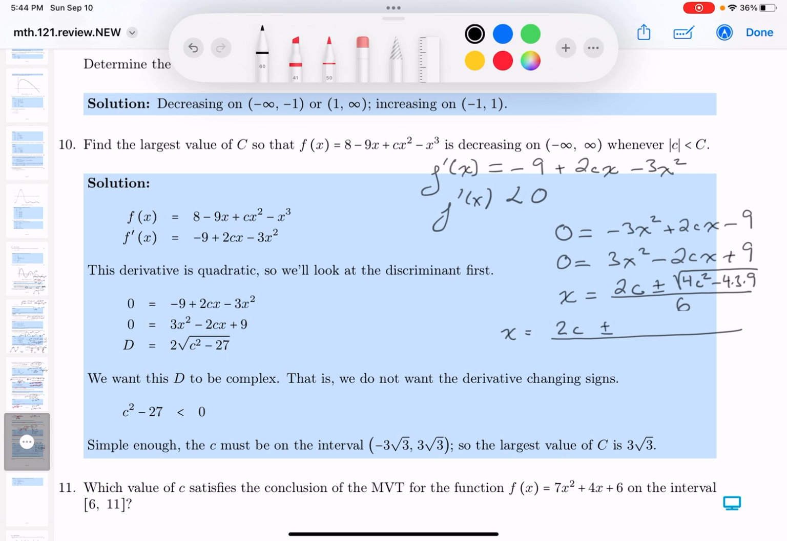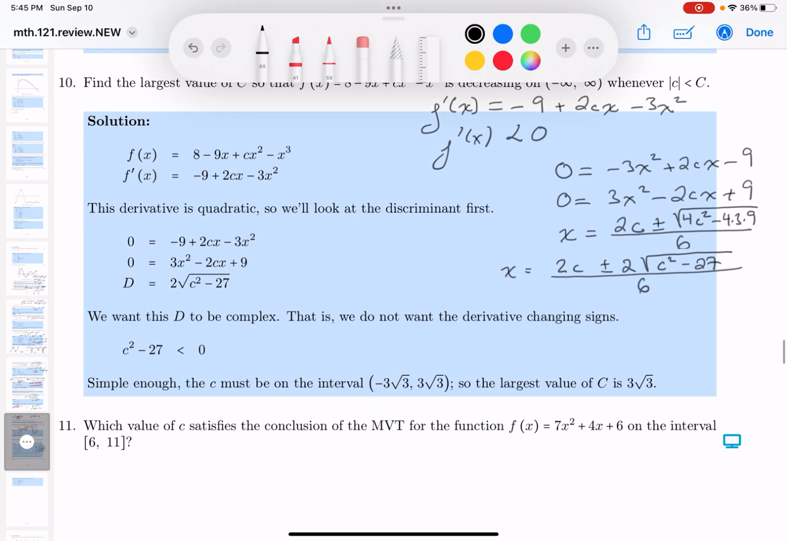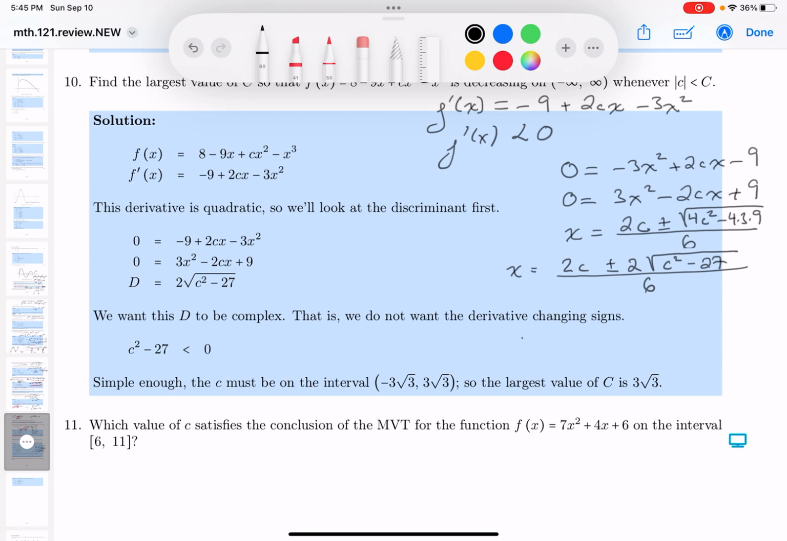If you factor a 4 out, what do you get? You get 2, because square root of 4 is 2. Then what do you get here? You get c squared minus, I factor 4 out, 27 over 6. All right, let's keep going. And what do you get there? Let's put this down. X equals, I'm going to divide by 2 now, c plus or minus the square root of c squared minus 27 over 6.